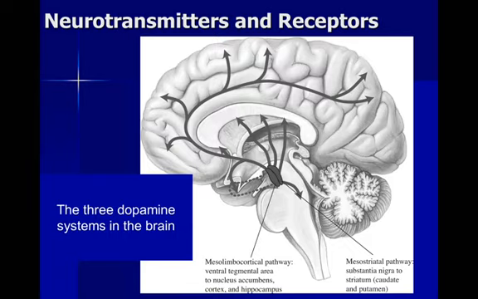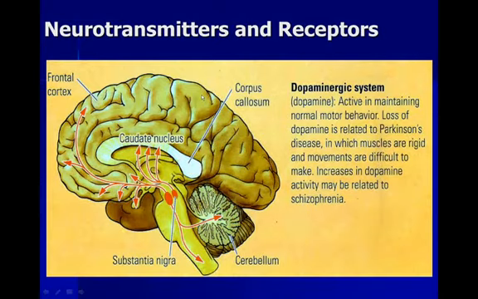There are three major dopamine systems throughout the brain. Lots of frontal cortex involvement in dopamine, and of course the basal ganglia, and the mesolimbocortical pathway and the mesostriatal pathways are involved in motor processes and motor learning, and then of course they have executive functions and all sorts of other functions as well. So the dopaminergic system is active in maintaining our normal behavior, and of course are related to Parkinson's and schizophrenia. You can see a variety of the different cortical structures that are involved in the dopaminergic system.